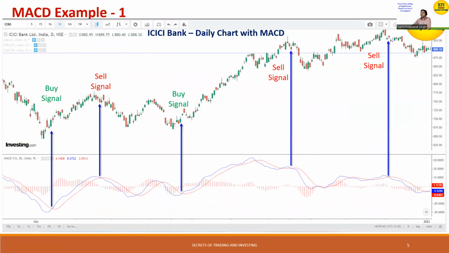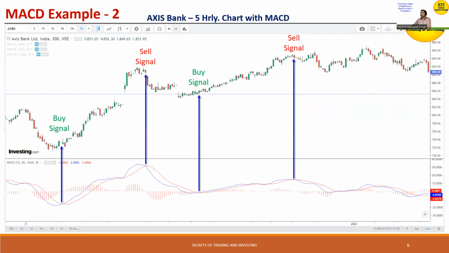This is an example of ICICI Bank, where based on the MACD concept there are different buy signals and sell signals. This is the first place where the positive crossover is happening. That means the blue line is crossing over the red line in an upward direction, which means a buy signal. And similarly, when the blue line is crossing down through the red line, that is called a negative crossover, and it is a potential sell signal. And there are a few more examples in the same chart.